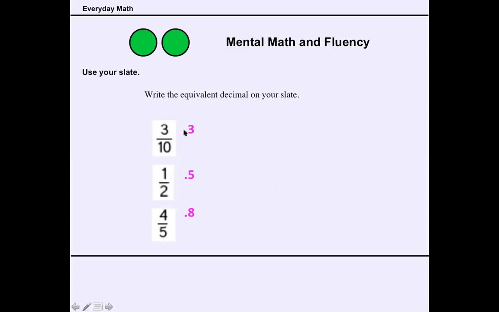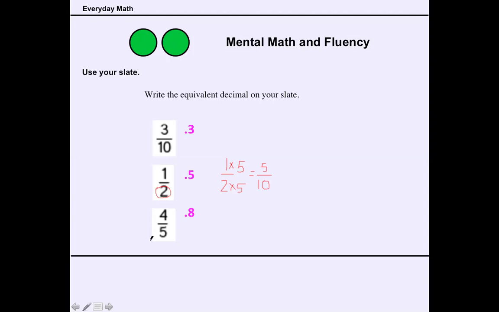So 3/10 we know is 0.3. 1/2, most of us know is 0.5, but let me show you how I get 1/2. 1/2, I want to make the bottom 10 because I know how to make decimals from tenths and hundredths. So I know that I can multiply the denominator by 5, and whatever I do to the denominator, I have to do to the numerator. So my fraction, 1/2, is equivalent to 5/10, which is the same as 0.5.